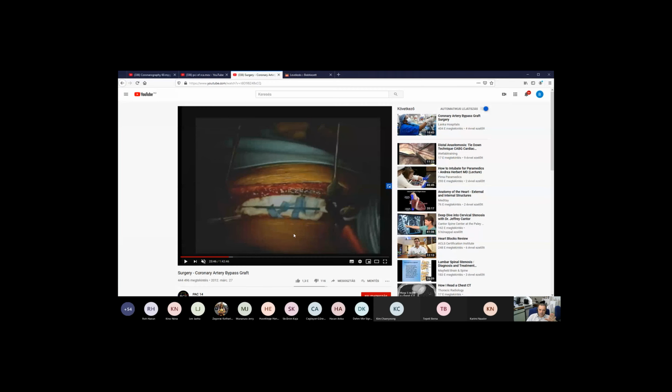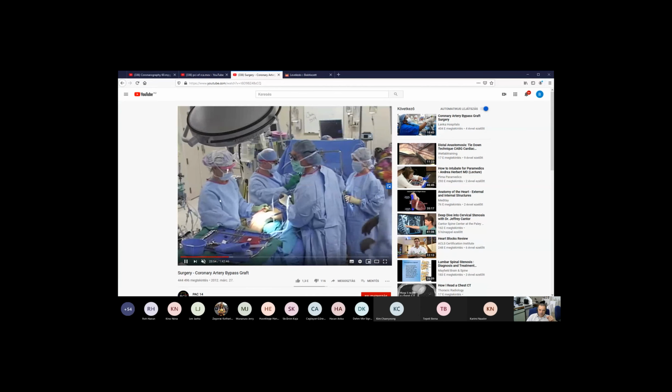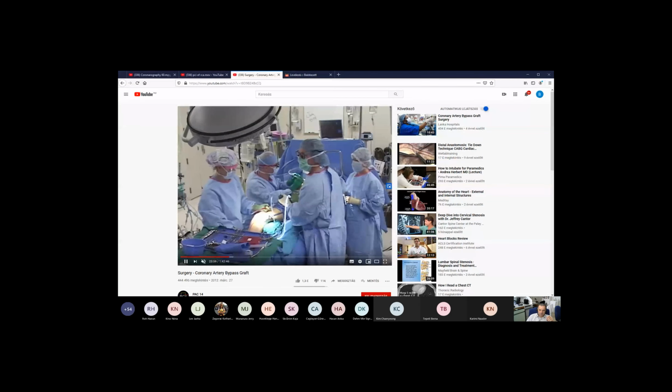Here the chest is already open, and the surgeons are already preparing the pericardium. The sternum is cut now, and then they are going to the heart. At the same time, another pair of surgeons is standing at the lower limb, and they are preparing the greater saphenous vein there.